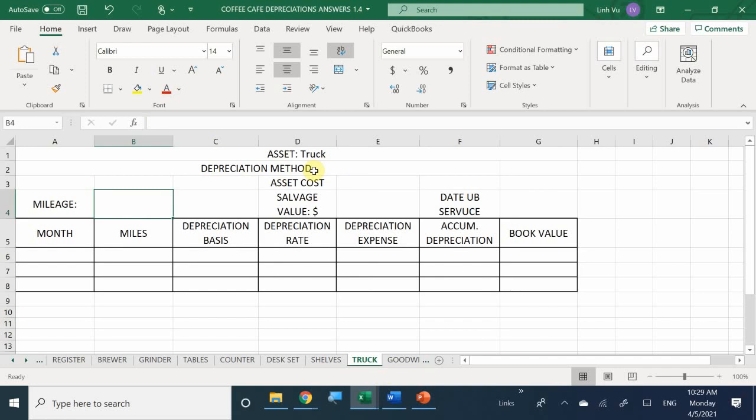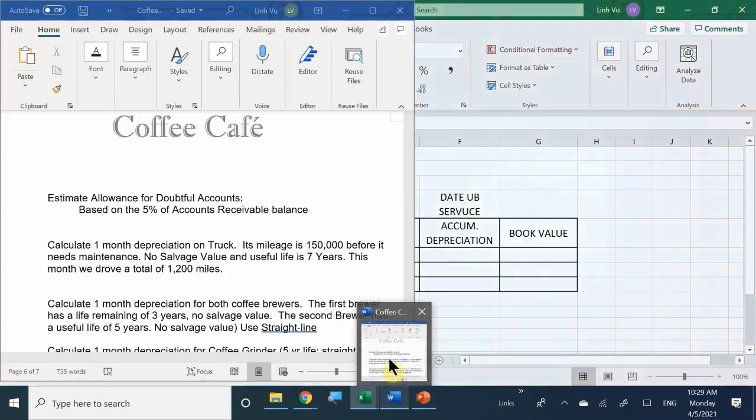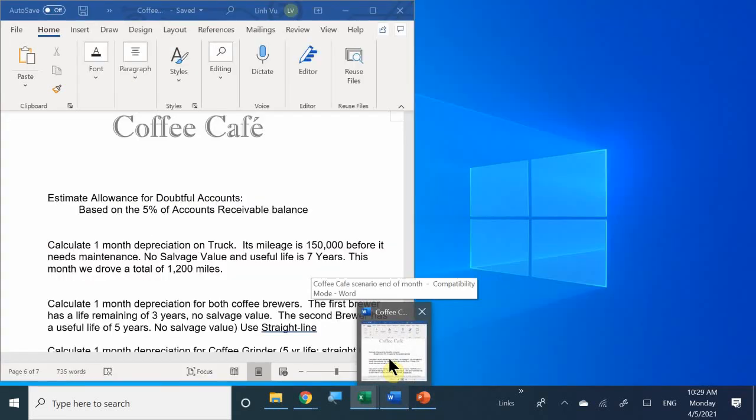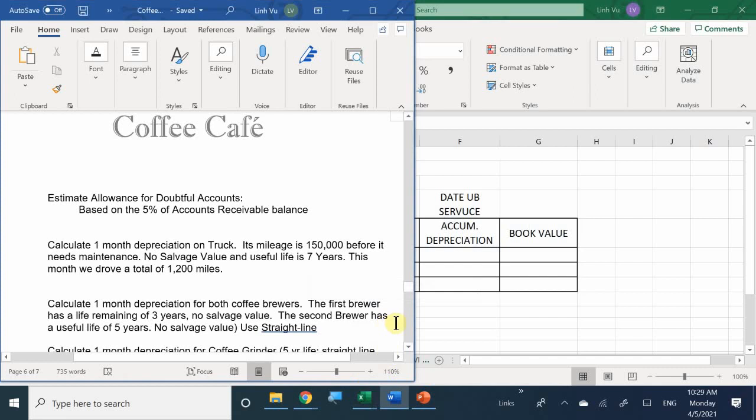We know from just looking at this, what depreciation method are we using? We got a few key factors. What was the information that we were given? Mileage. We were given mileage. All right. So what depreciation method am I going to use for this one?